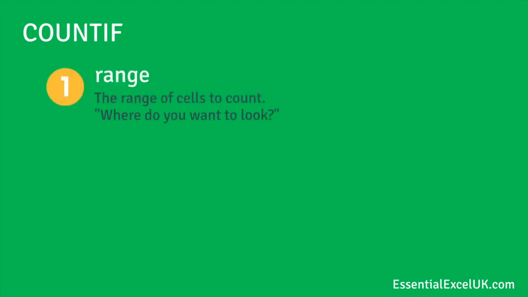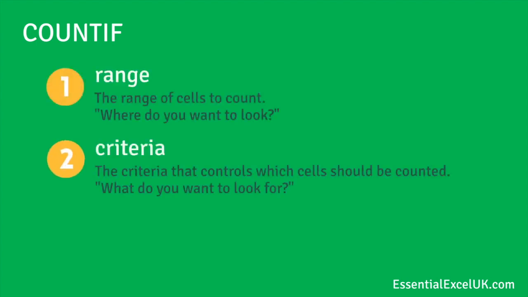So the first formula we have is COUNTIF. COUNTIF has two parts to the formula. The first part is range. This is the range of cells to count, and another way to look at it is where do you want to look. I'll come back to that in a second. And the second part is criteria. By definition, the criteria controls which cells should be counted.